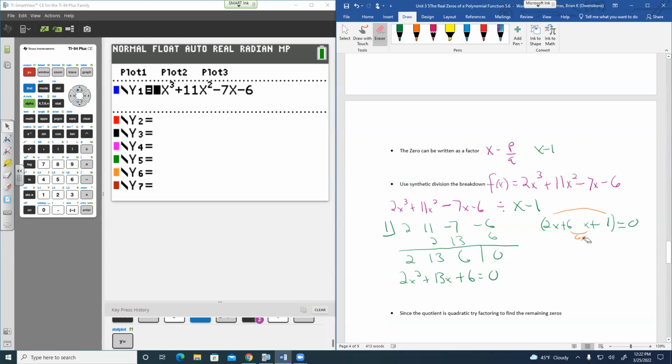So let's switch the places of the 6 and the 1 and see what that does. So put the 1 here and put the 6 there. So that's now going to give me a 12x. And this is going to give me a 1x. So that's going to be 13x. So that does factor out. So we can now set each one of these factors equal to 0.